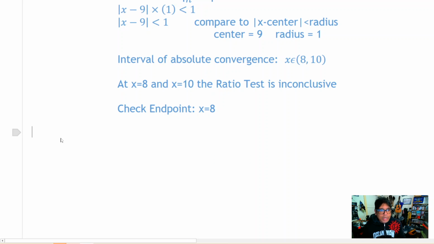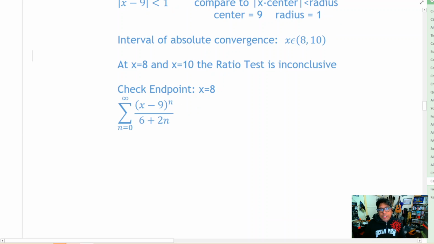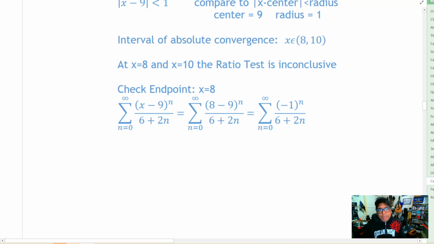We're going to start by checking the endpoint x equals 8. If we started off with (x minus 9) to the n over 6 plus 2n, we substitute to get (x minus 9) to the n on the numerator, which simplifies to (negative 1) to the n over 6 plus 2n. Now we're going to write out the next few terms, the first 4 terms of this series, just to see what we're dealing with.